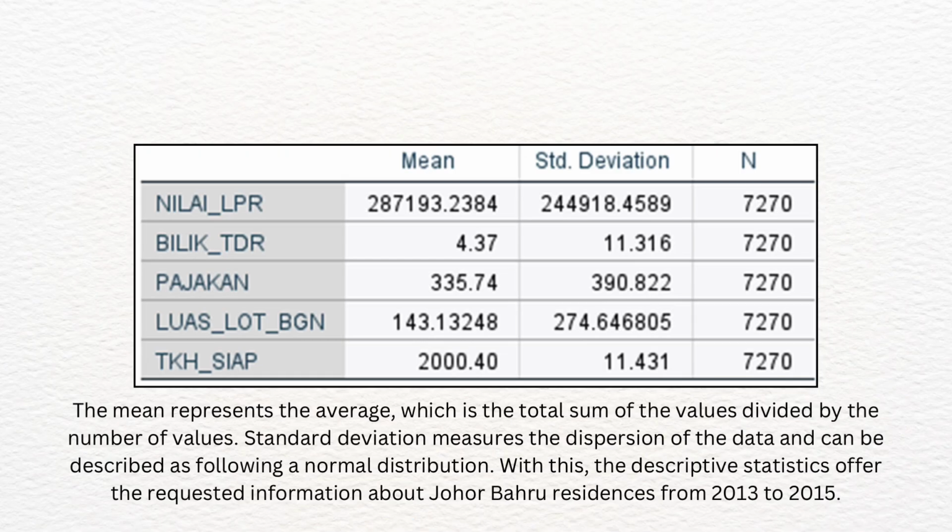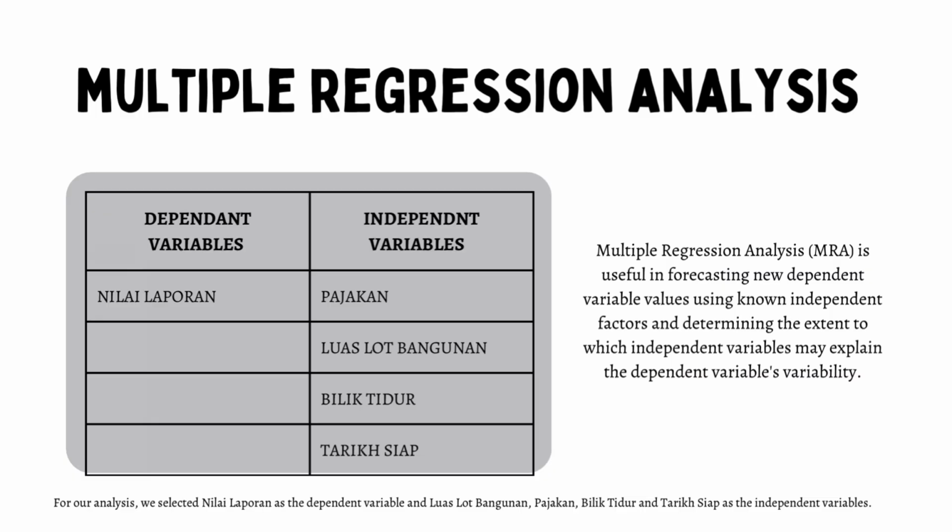The mean represents the average, which is the total sum of the values divided by the number of values. Standard deviation measures the dispersion of the data and can be described as following a normal distribution. With this, the descriptive statistics offer the required information about Johor Bahru residents from 2013 until 2015. Next is multiple regression analysis (MRA).